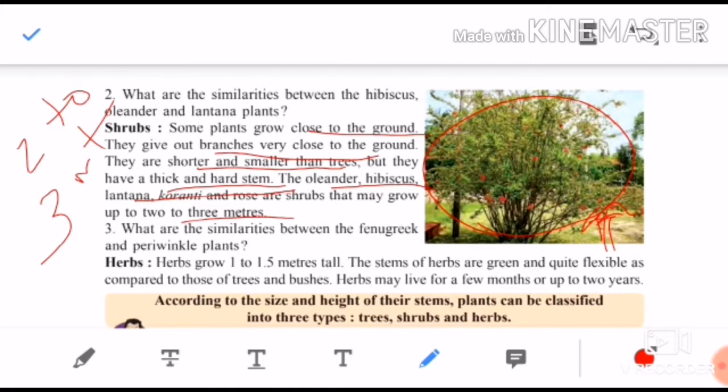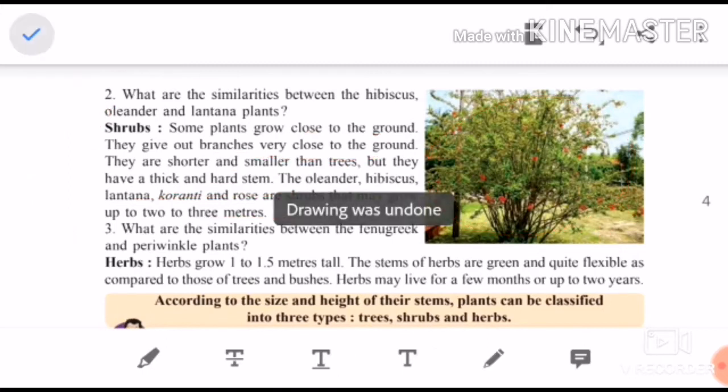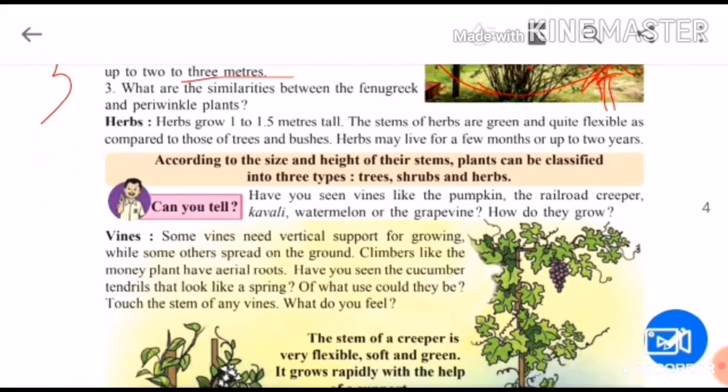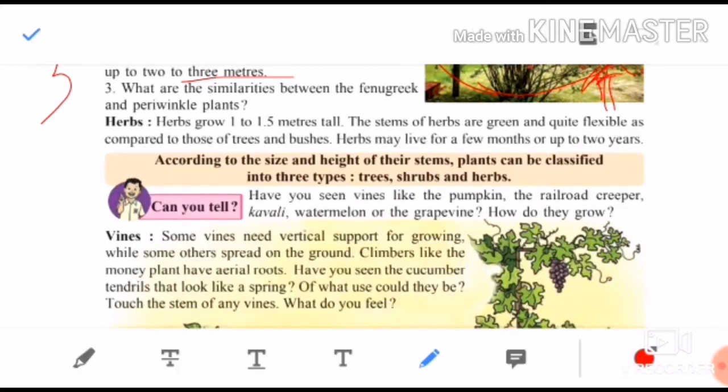Okay. Now let's move to the third classification, herbs. What are the similarities between fenugreek and periwinkle plants? Children, they are not as high as trees, and they are not as tall as shrubs either. So the third type of classification after shrubs is herbs. Their height is only 1 to 1.5 meters. Remember this, only 1 to 1.5 meters in height.